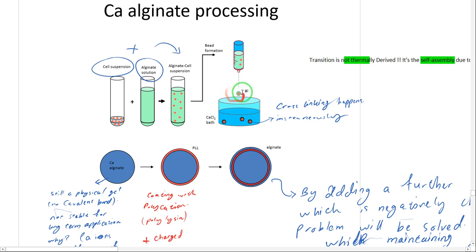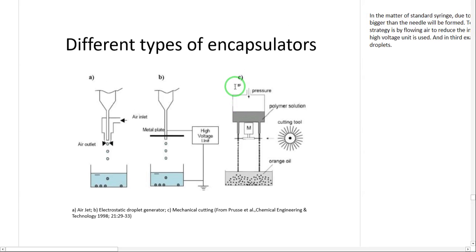But the size of these droplets should be decreased as much as possible to provide much more surface for the exchange of the nutrients and their products, the therapeutics which are produced by the cells. So the higher surface area will be better for us. So we want to reduce the dimension of the droplets which are going to fall down here, and in order to do so we can use the air inlet to reduce the size of the droplets or the high voltage.